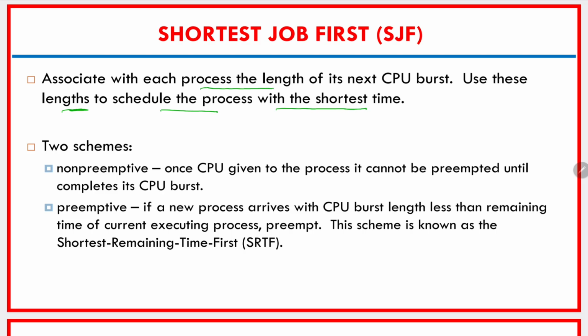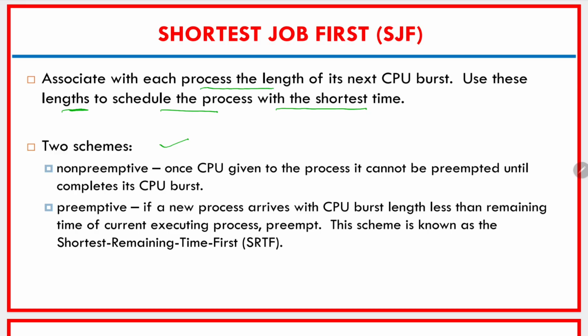So as the name says, the process which has the shortest length of CPU burst will be given access to the CPU first, and thereafter the next one in the queue having the next smallest CPU burst will be given access to the CPU, and so on. So basically SJF works on two schemes. As far as the first scheme is concerned, it is non-preemptive SJF.